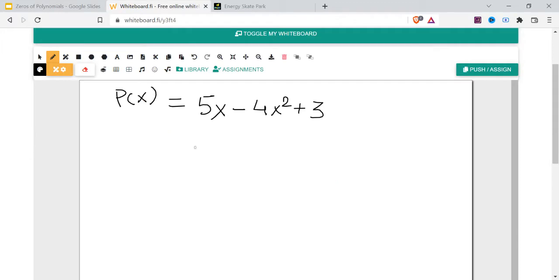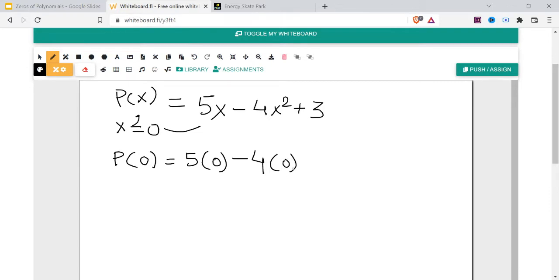Okay, so at x equals 0, let's put it in the equation everywhere. So p of 0 will be 5 into 0 minus 4 into 0 plus 3. What is it resulting in? 5 into 0 is 0, 4 into 0 is 0, plus 3 means it equals 3.